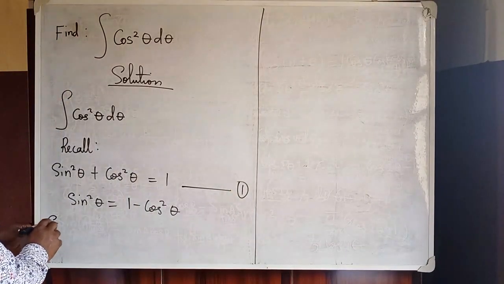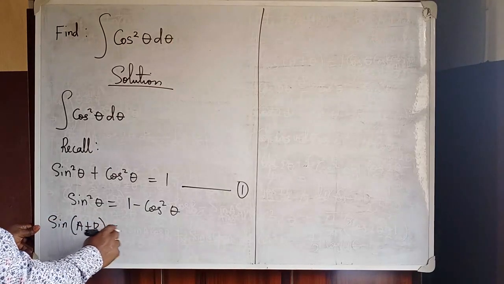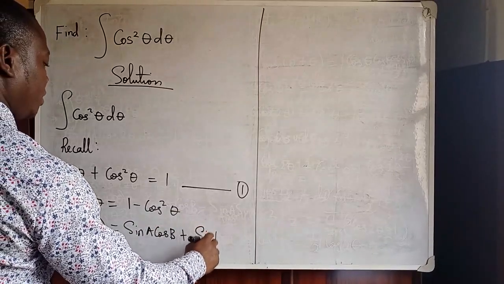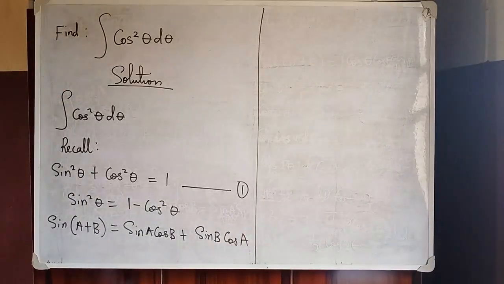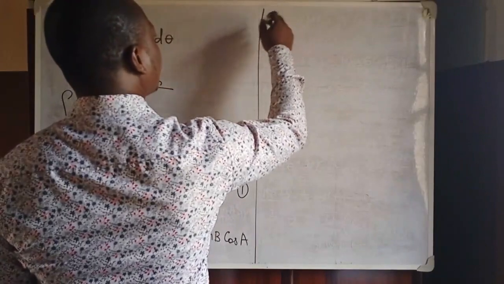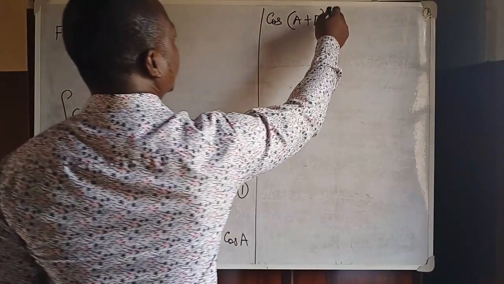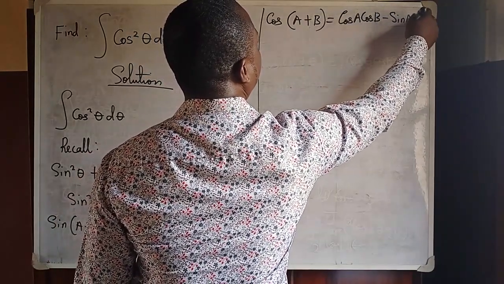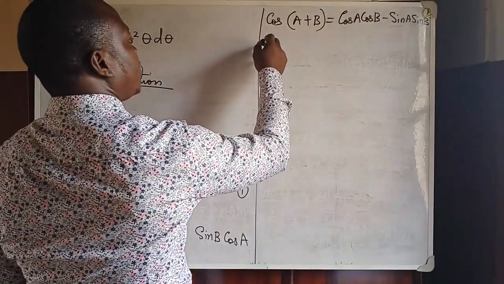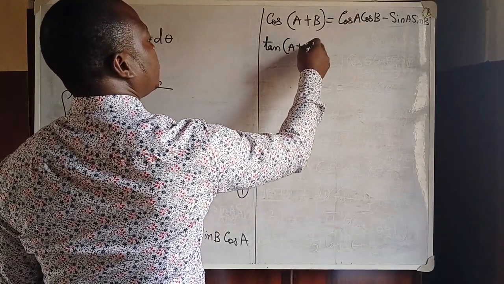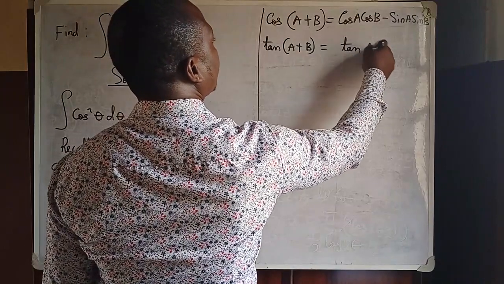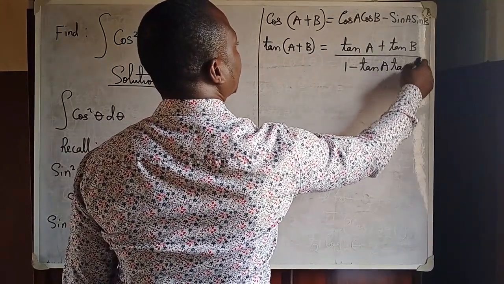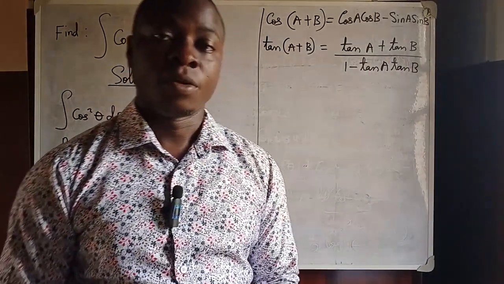Now if you have sine of A plus B, the answer is sine A cos B plus sine B cos A. Also, if you have cos of A plus B, the answer will be cos A cos B minus sine A sine B. Also, if you have tan of A plus B, the answer is going to be tan A plus tan B over 1 minus tan A tan B. This is very, very true. These are some basic rules of trigonometry.